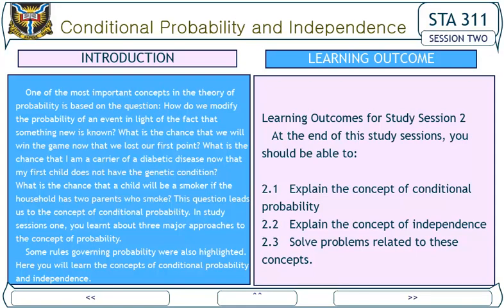In study session 1, you learned about three major approaches to the concept of probability. Some rules governing probability were also highlighted. Here you will learn the concepts of conditional probability and independence. Learning outcomes for study section 2: at the end of these study sessions, you should be able to explain the concept of conditional probability, explain the concept of independence, and solve problems related to these concepts.